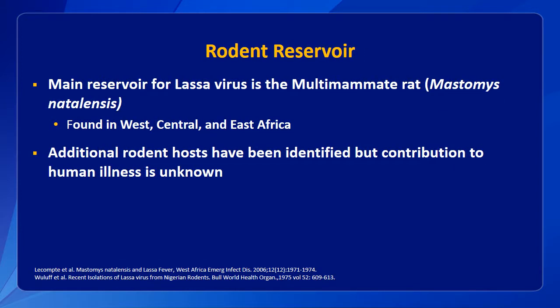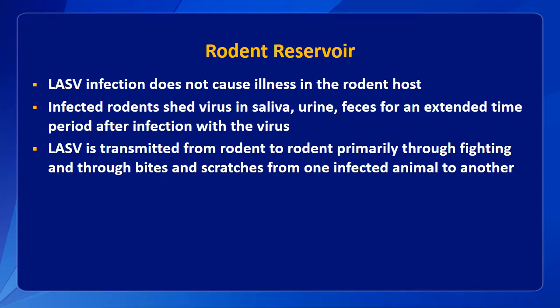For many years, Mastomys natalensis, also known as the multimammate rat, was assumed to be the sole rodent reservoir for Lassa fever virus. This rat has been found in West, Central, and East Africa. Additional rodent hosts have been recently identified, but their contribution to human illness is unknown. Lassa virus infection does not cause any apparent illness in the rodent. Infected rodents can shed the virus in saliva, urine, and feces for the length of their lives.